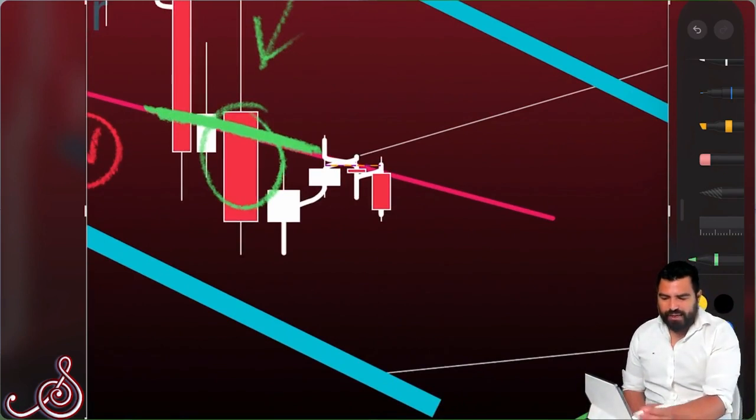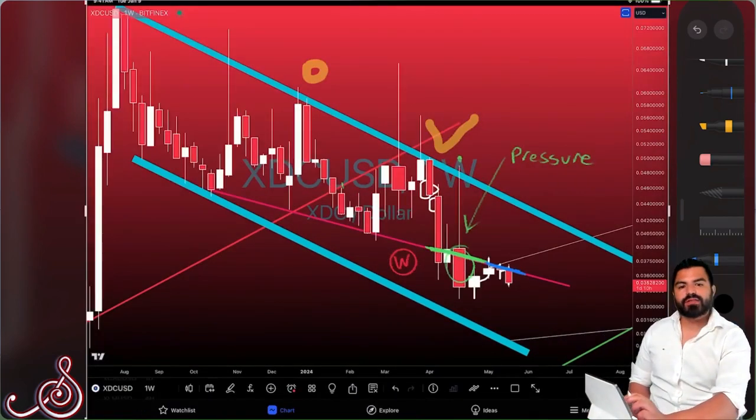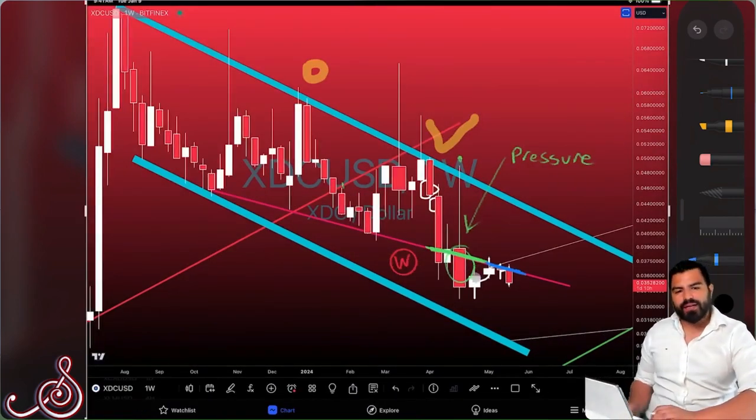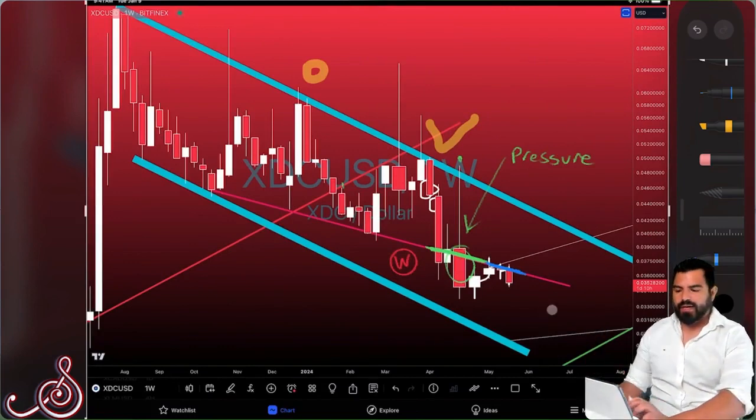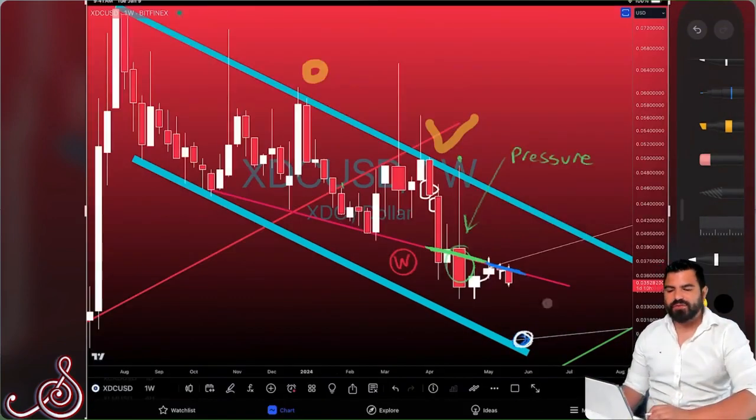Now look where we actually rejected off of. Is this a coincidence? No, it's not coincidence. So this is a weakness territory, and I believe we're going to be probably going back down to there then. I believe this is going to be a good time for an XDC short.